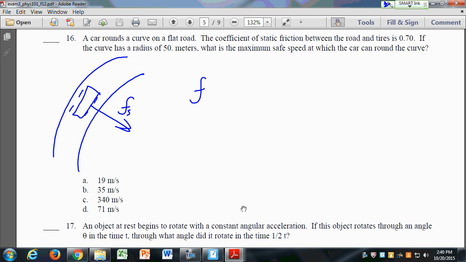Well, my static friction needs to be big enough to keep me on the road, so it needs to be big enough to provide the centripetal force. Remember, my static friction is mu mg. That's not on your equation sheet, but it's from chapter 4, and you might need to know it. Mu mg is mv squared over r.